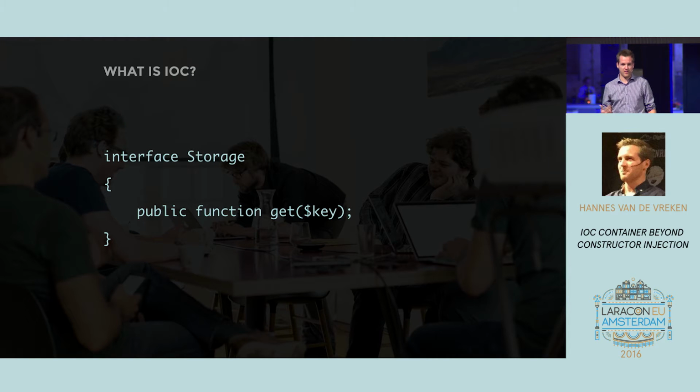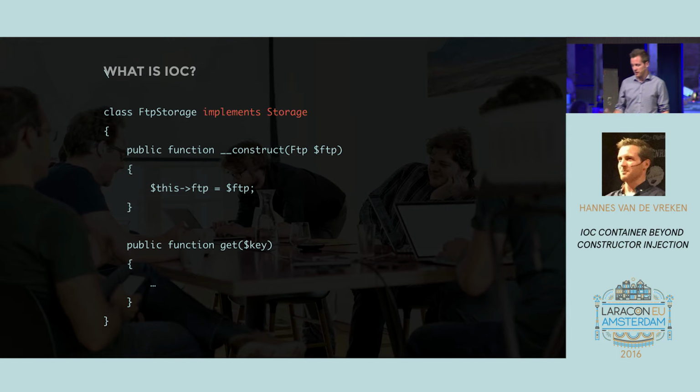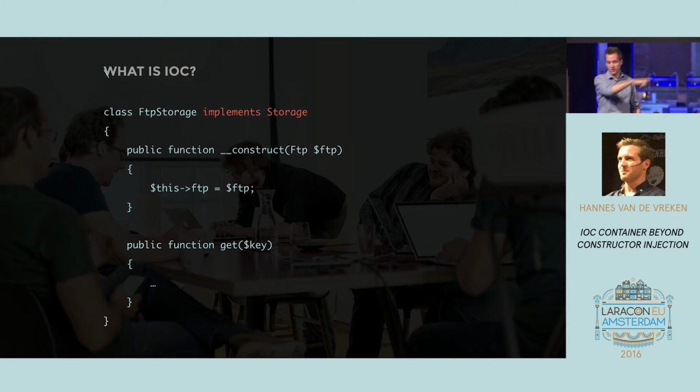This interface has a simple method. It has the same method signature as the get method has on the FTP storage implementation. So public get, file name or key. Then we simply have to make this FTP storage class implement it. It's very simple. Add implements Storage.